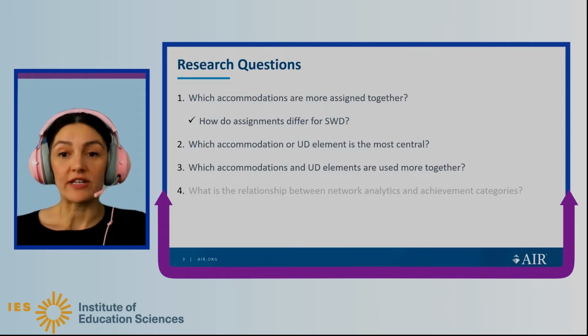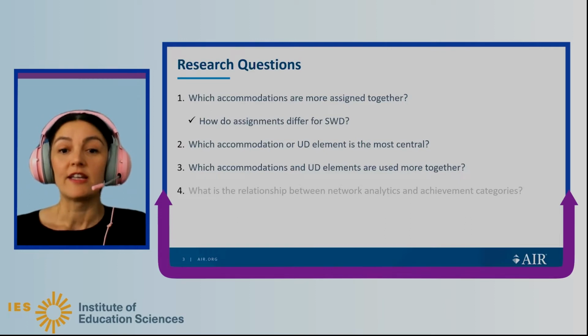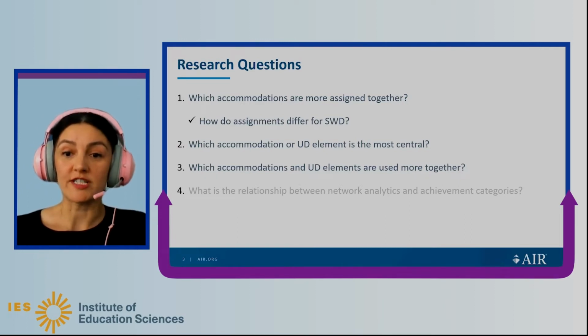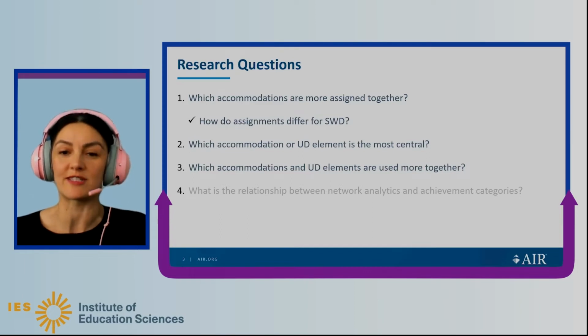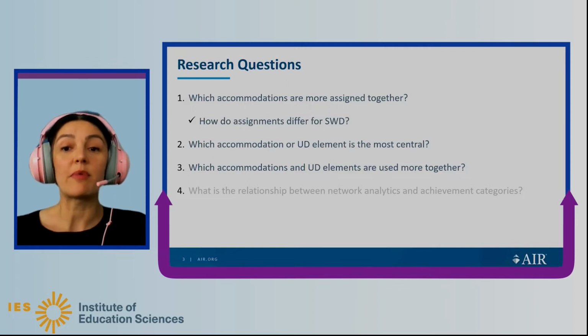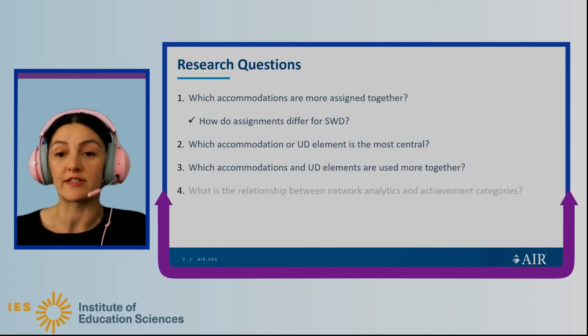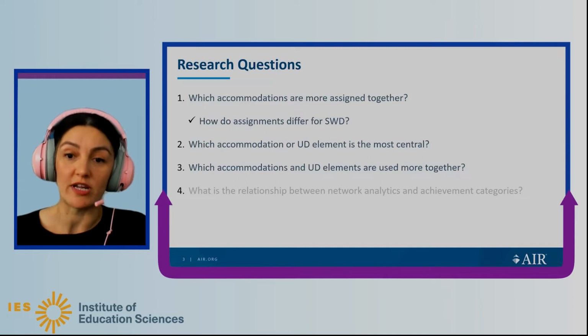NAEP offers a range of accessibility features that consist of accommodations that are available only to students with disabilities and English language learners, as well as universal design elements that are available to all students. The availability of accessibility features is critical to leveraging the power of technology and providing equal opportunity for all students, particularly those with disabilities. As we already heard, availability of process data makes it possible to examine students' actual use of accessibility features, in addition to assignment of those features prior to the assessment administration.